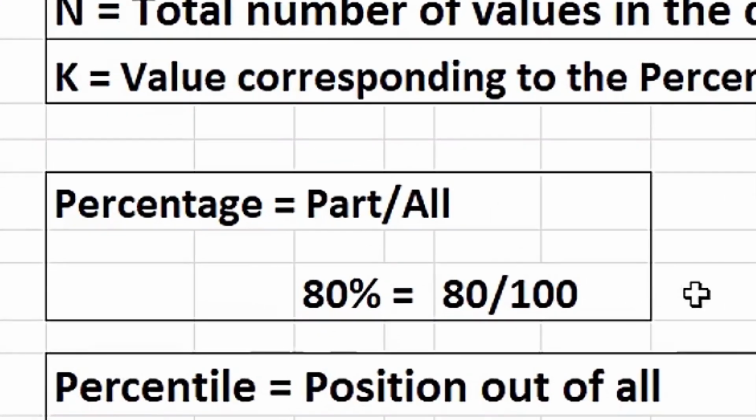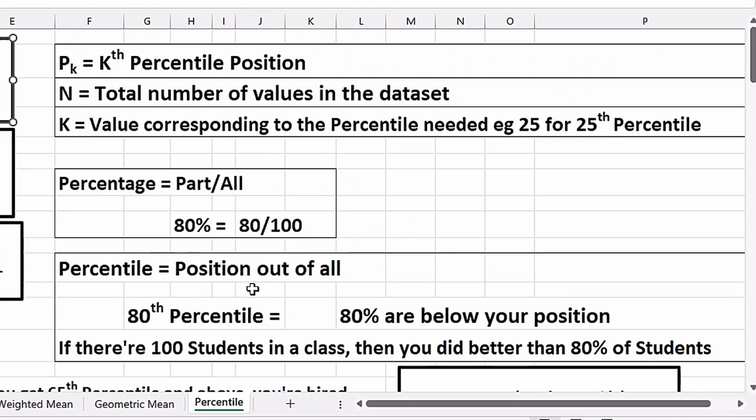I told you percentage and percentile are different. Percentage means part of the whole. For example, if you get 80% in an exam, that means you got 80 out of the total, which is 100. Percentile gives you the marker, that is your position, that separates the data set into two. One part is above you and one part is below you. For example, if you have the 80th percentile, that means 80% are below your position and 20% are above your position. Or if there are 100 students in a class, it means you did better than 80% of the students. So your position is that marker that separates the data set into two.